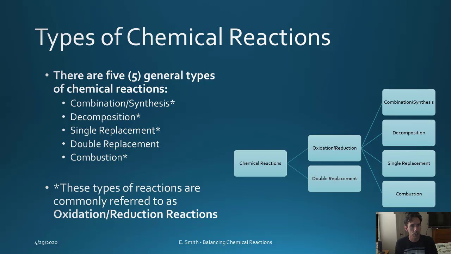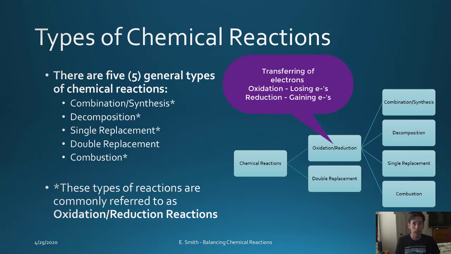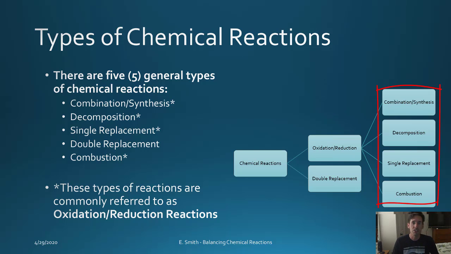I've got a graphic here that shows the relationship. So if we just talk about the idea of chemical reactions, and if we want to break it apart, we can break it apart into double replacement and oxidation reduction. Oxidation reduction really has to do with the idea of transferring of electrons. So electrons are being moved from atom to atom and forming different compounds. And sometimes when those compounds form, they're actually making covalent bonds or possibly ionic bonds. And so combination synthesis, decomposition, single replacement, and combustion all fit under the idea of an oxidation reduction reaction, which is still a type of chemical reaction.